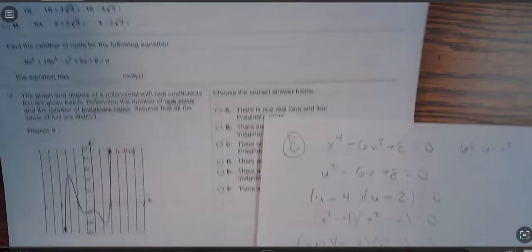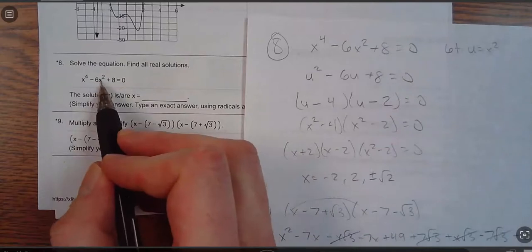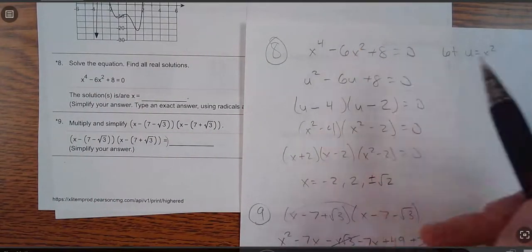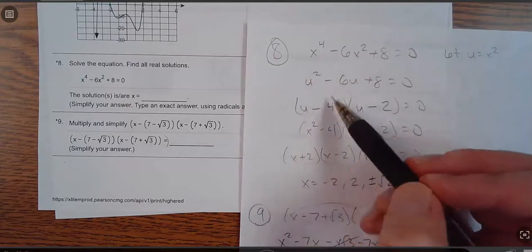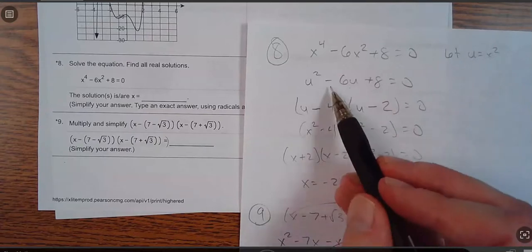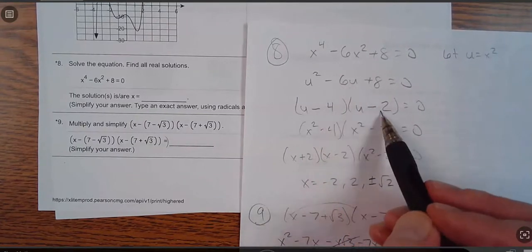Number 8 is the quadratic form. You've got x to the 4th, x squared. Well, let x squared equal u and substitute. So instead of x to the 4th, I'd have u squared, and then minus 6u plus 8. Factor that. What two numbers multiply to give you 8, add to give you negative 6? Well, it's negative 4, negative 2.